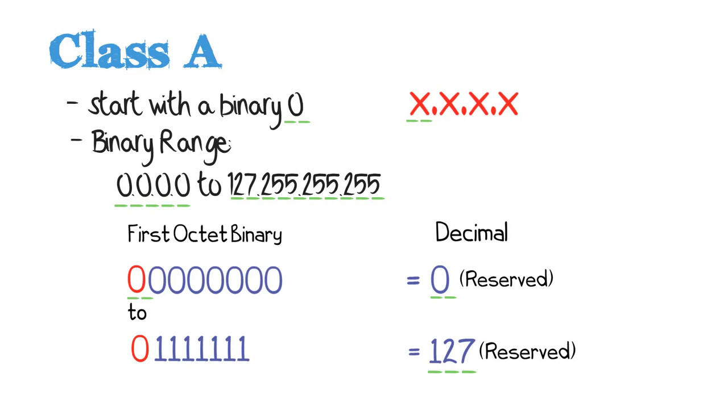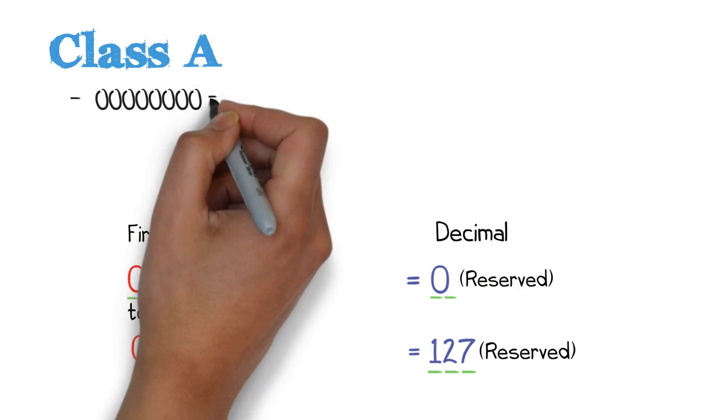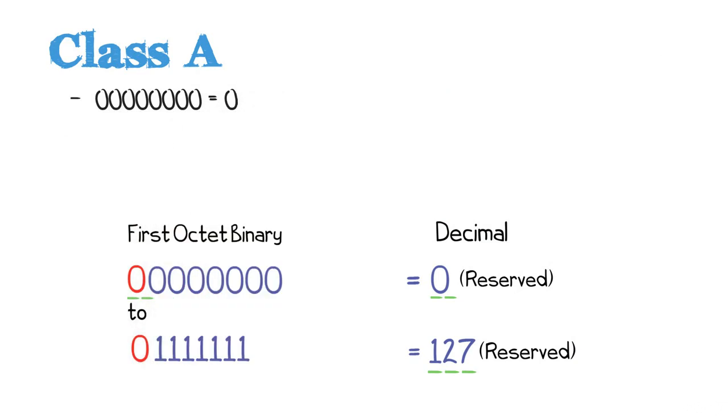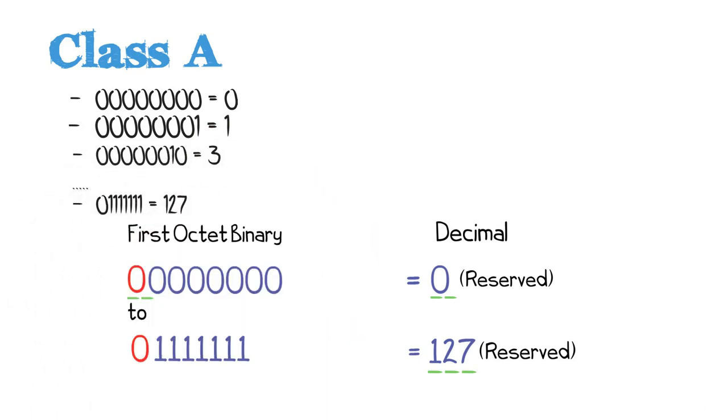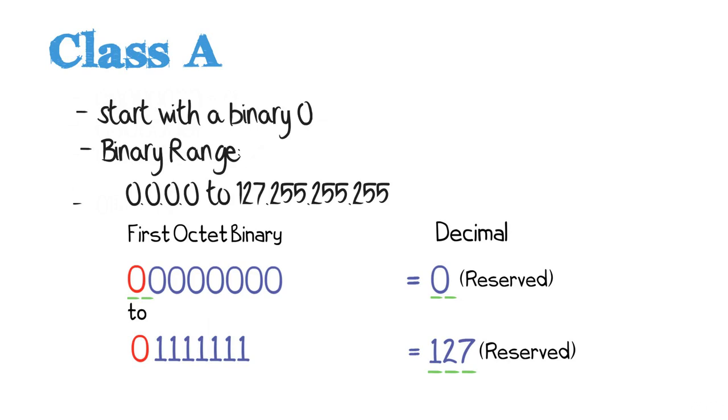Class A in the first octet has binary values where the first bit is set to 0. So the first entry would be 8 binary zeros, which equates to 0 in decimal. The next binary entry is 7 zeros and a binary 1, which equates to decimal 1. Going through all the combinations, 2, 3, 4, and so forth, we'll end up at 127. So in the first octet, a class A address always starts with 0 for the first bit, and the combinations are from 0 to 127 in decimal.